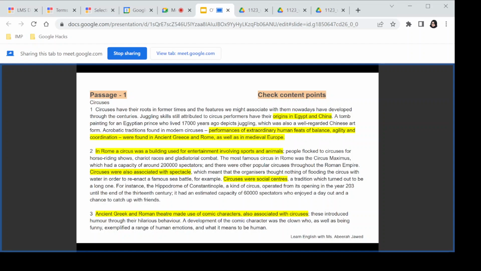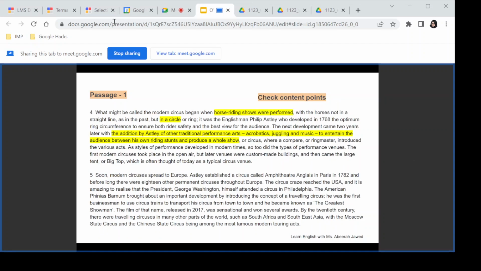Yes, miss. The development and spread of circuses in modern times. Horse riding shows were performed in a circle. So it is one point, okay? Horse riding shows were performed in a circle is one non-overlapping point. It is about the development of circuses in modern times.